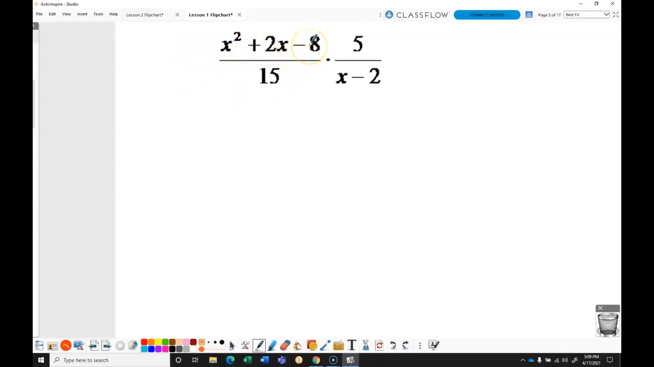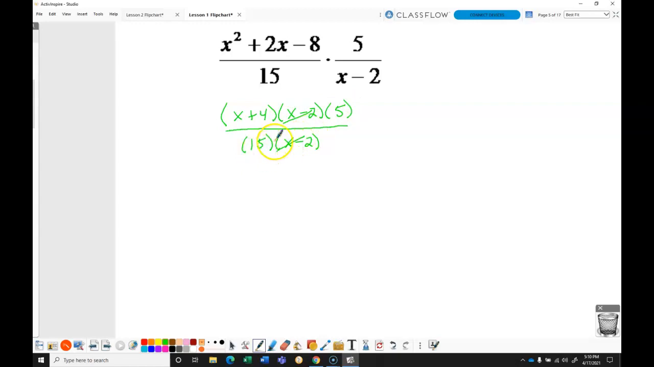So two things that multiply to -8 and add up to 2, thinking that's going to be x plus 4 and x minus 2. I'm going to put that 5 on there with it because I'm multiplying everything on top together. And then on bottom, I'm going to multiply the 15 by the x minus 2. And you can see how easy that becomes now that I put it in factored form in the top, because my x minus 2's can cancel.